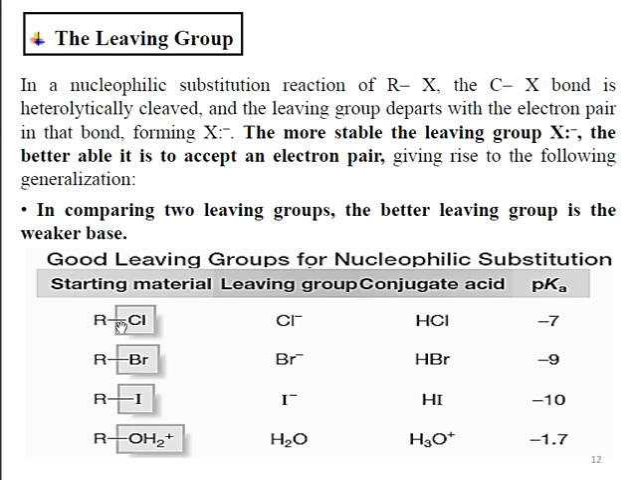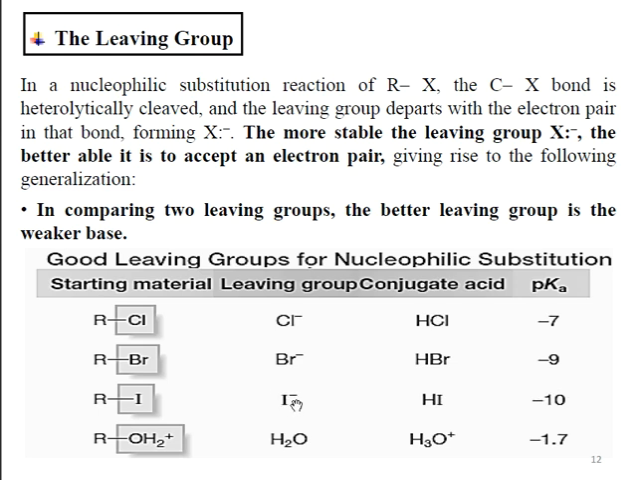Now, if you replace this with RCl, RBr, RI, ROH2+: this is the starting material, this is the leaving group, this is the conjugate acid. And look here at the pKa: minus 7, minus 9, minus 10, minus 10, very small pKa, students. Low pKa means a strong acid. Why strong acid? Because the conjugate base is more stable.